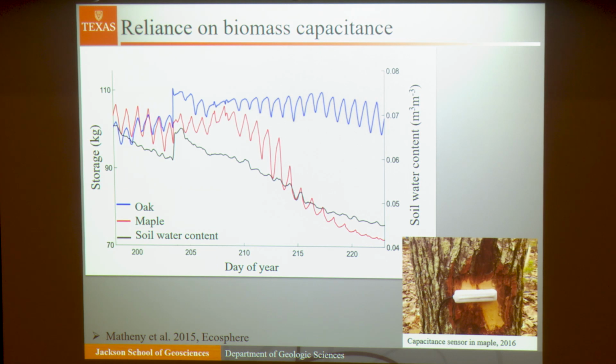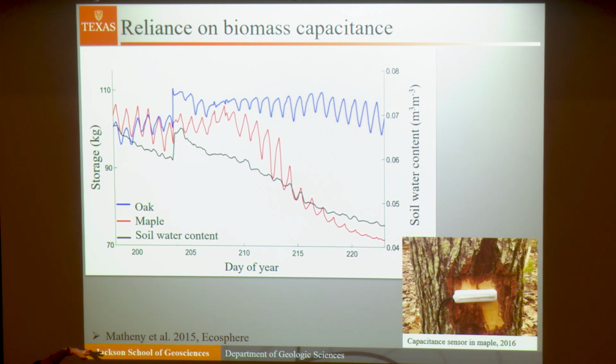And so for these sensors, what we're able to see is that our maple are emptying and refilling their vessels throughout the course of the day. And they're experiencing these large peaks and valleys in their amplitude of water content. So each day is an up and down fluctuation.